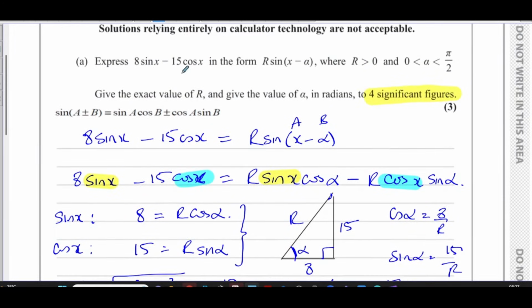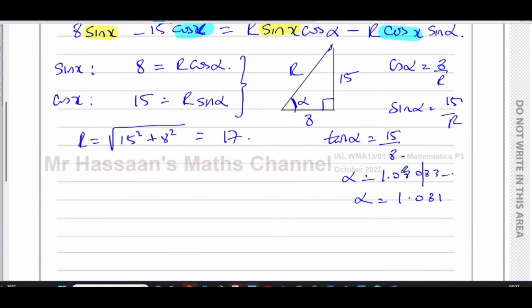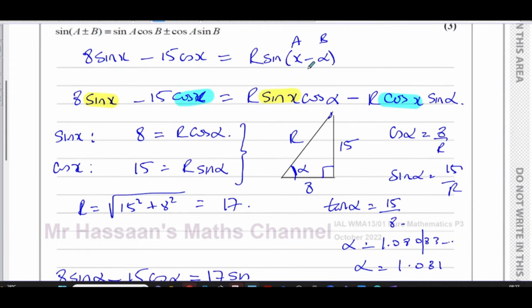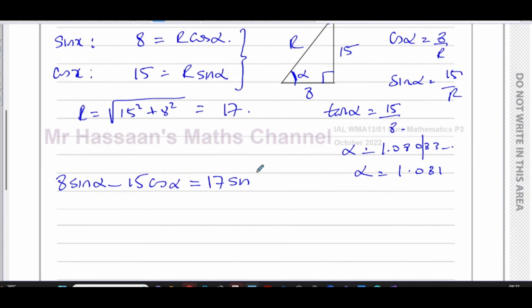So it says express this in this form. So we don't just write down the value of r and alpha. We express it in the form. So we can say 8 sine x minus 15 cosine x is equal to 17 times the sine of x minus 1.081. So that's our answer. That's what we had to show.